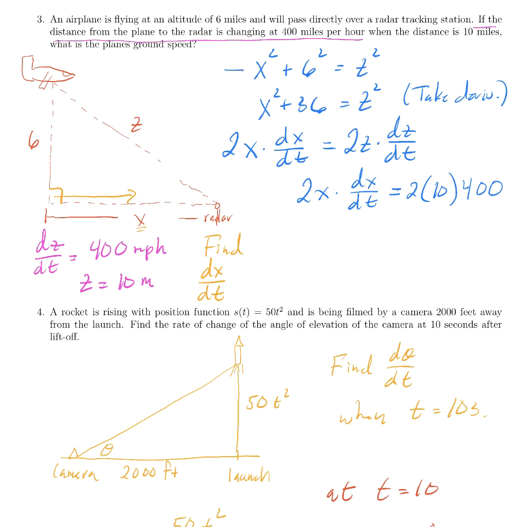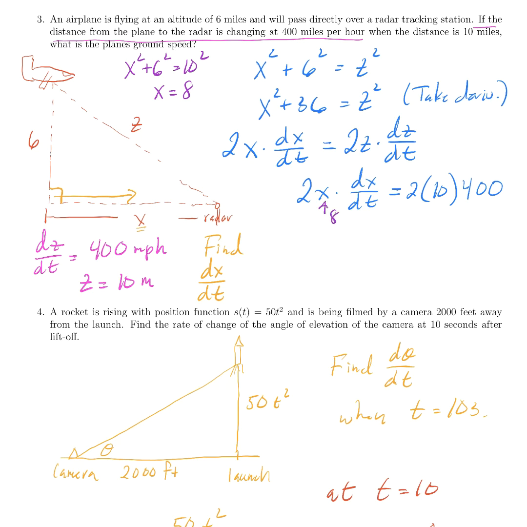So up here, let's change the color. Up here, we need to find x when z is equal to 10. So x squared plus 6 squared is equal to 10 squared. And you should be able to do that algebra. Let's see. 100 minus 36 is 64. The square root of 64 is 8. So when z is 10, x is equal to 8. So in here, we need to put 8.